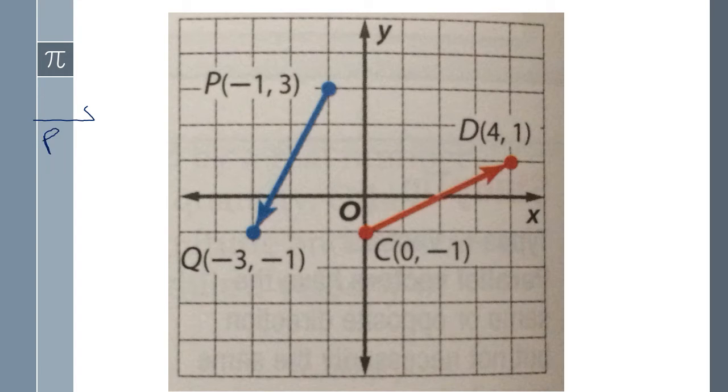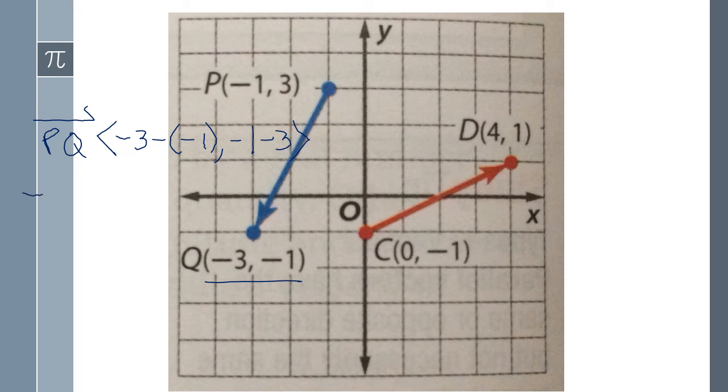Vector PQ. The way we write this looks somewhat like parentheses. The terminal point is here at Q, so -3 minus -1, comma, -1 minus 3, and we close that off.